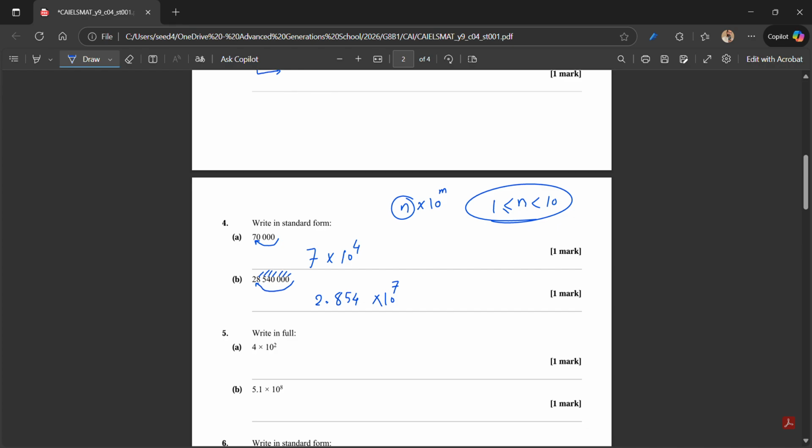Guys, there are some of you here who have a misunderstanding about this part. They start to only cross out the zeros and they wrote it by this way: 2854 times 10 power. How many zeros we have? 4, so power 4. This is wrong, guys. Why? The reason for that, this number is not between 1 and 10. So it's very important, guys. Okay, so this part is very important. So this is wrong, guys.